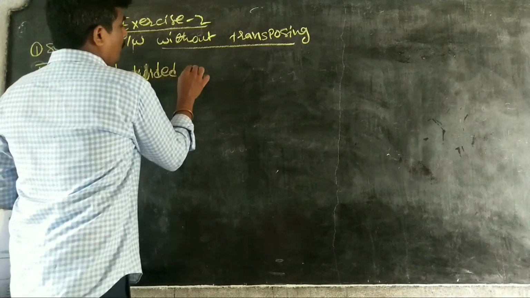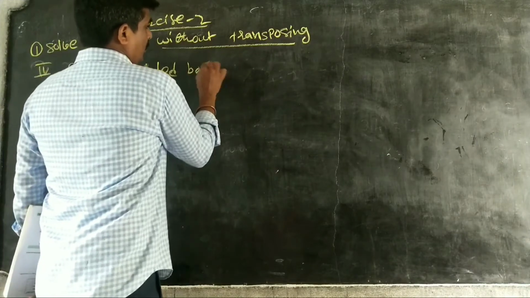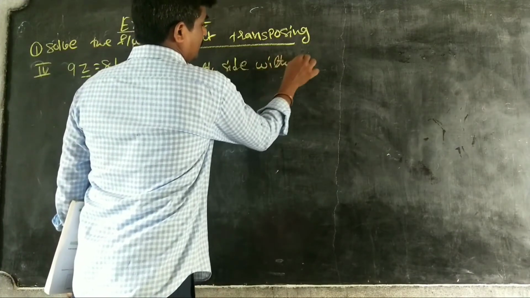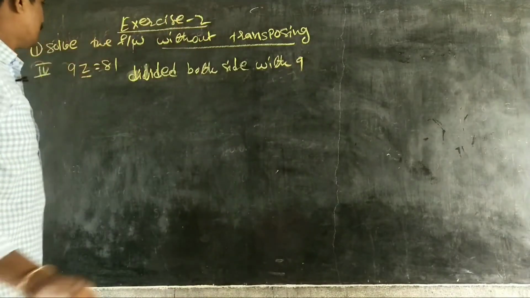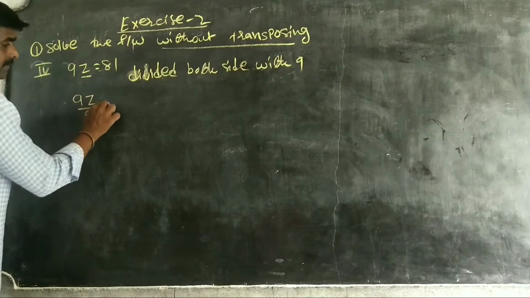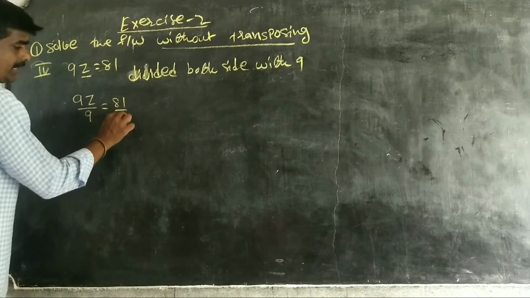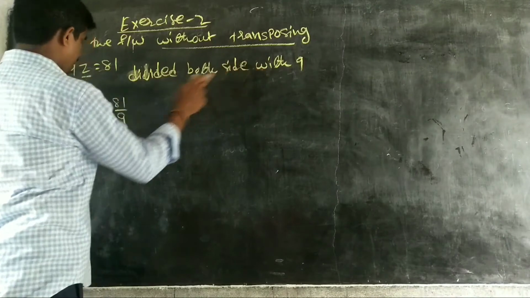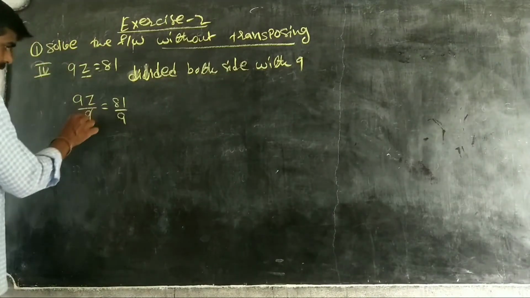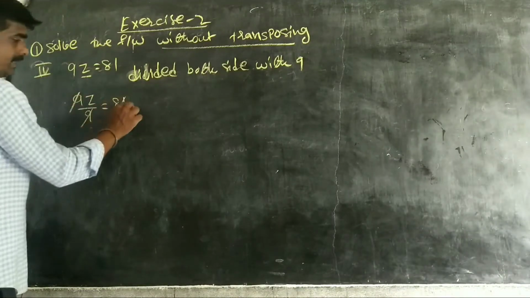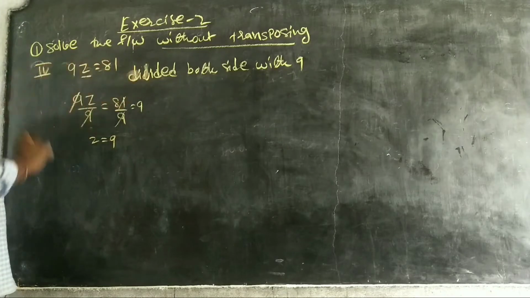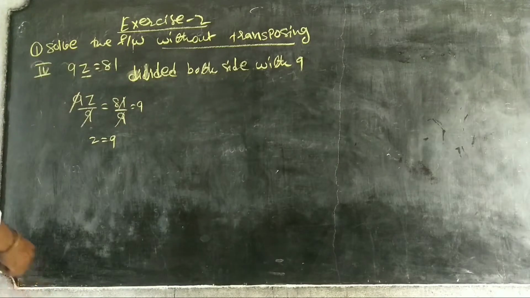Divide both sides by 9. So 9z by 9 is equal to 81 by 9. I am dividing both sides by 9, so the value is not changed. The 9 and 9 cancel. Nine ones are 9, nine nines are 81. Therefore z is equal to 9. This is the without transposing method.